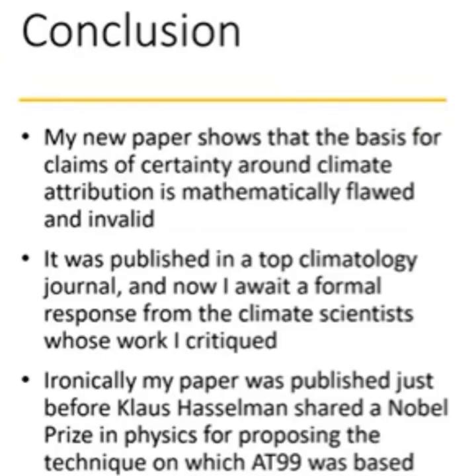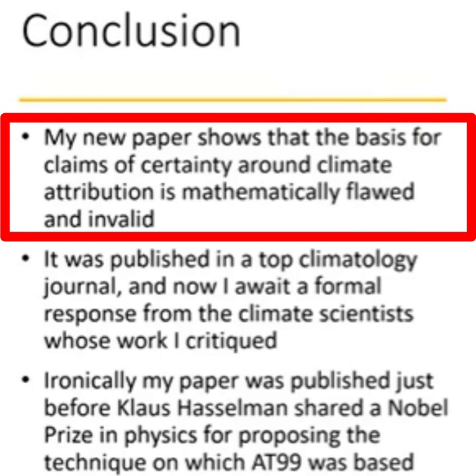To summarize this new paper, it shows that the basis for claims of certainty around climate attribution is mathematically flawed and invalid. And I want to emphasize that these are basic points. I should not have been the first to bring this up. And what it shows me is that people with serious statistical training have not looked at this literature. And it's been operating in the shadows for about 20 years.